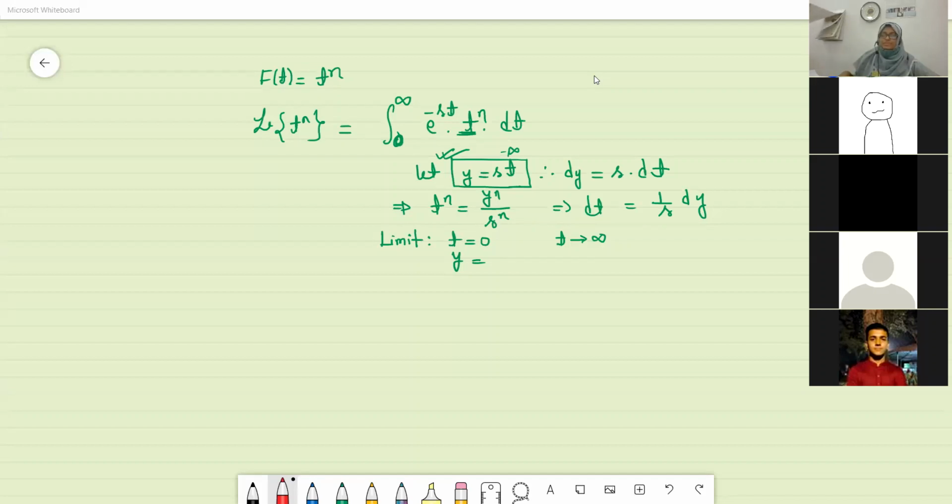Okay. So what will be the limit for y here? If I consider y is equals to st, and when t is equals to 0, what will be the limit for y? Is it true you are a student of engineering field? y is equals to st. If I consider t is equals to 0, what will be the limit for y?